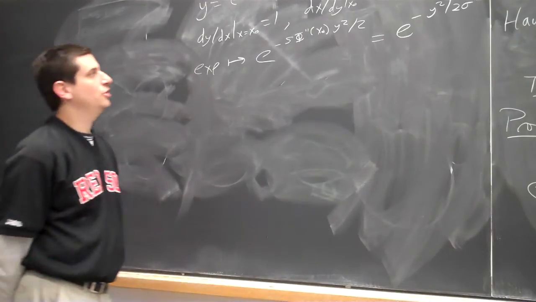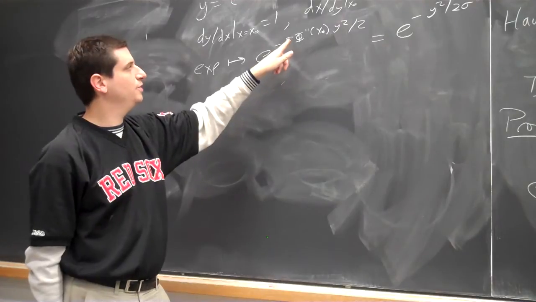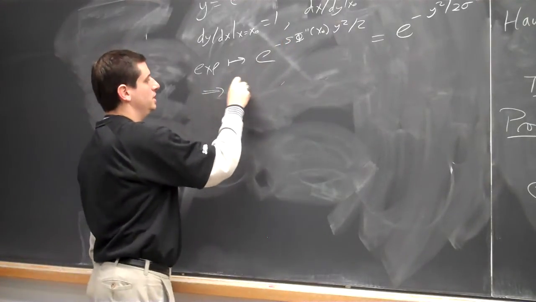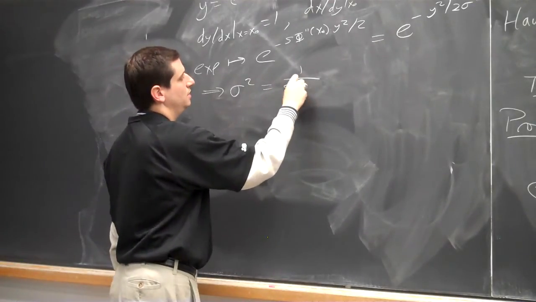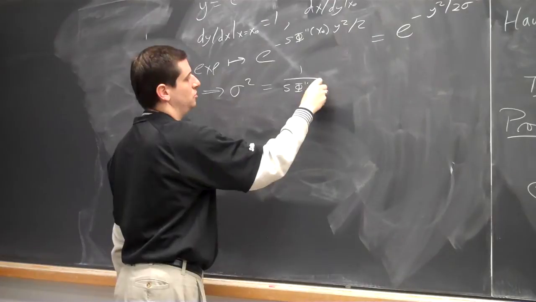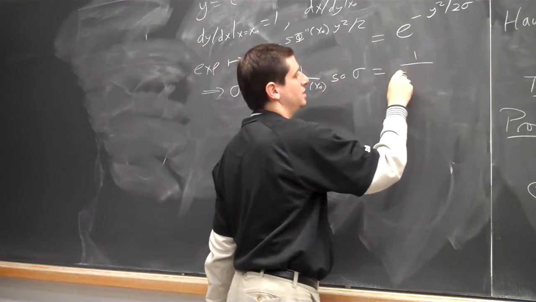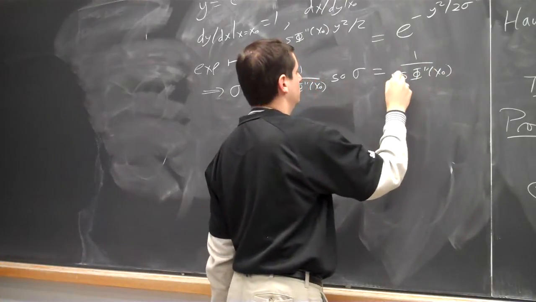Right? And so my sigma squared is basically 1 over s phi double prime of x naught. Therefore, sigma squared is 1 over s phi double prime of x naught. So sigma is the square root of 1 over s phi double prime of x naught.